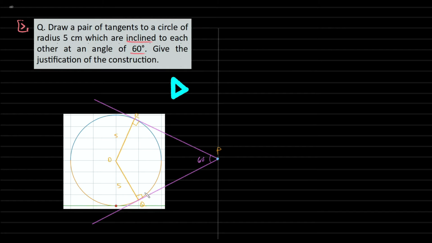Angle R and angle Q are 90 degrees. The reason being a radius and a tangent make an angle of 90 degrees. So with this being 90, this being 90 and this being 60, pause and think over how much is angle O.